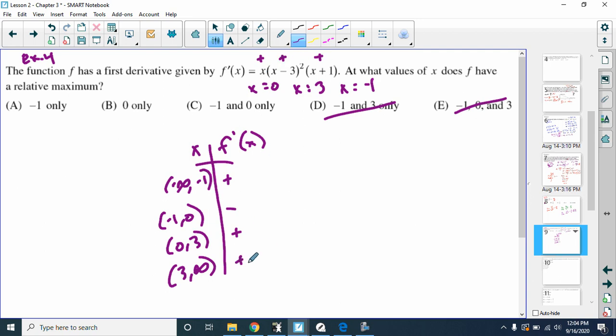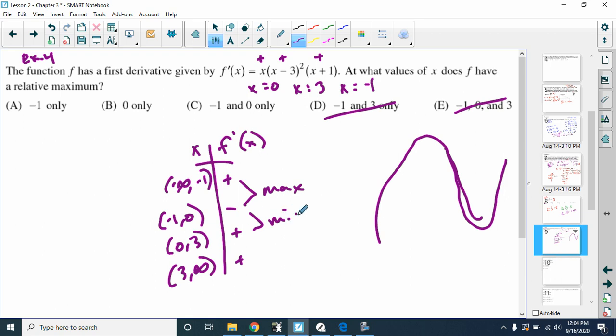So notice I did not get a sign change at 3. I know I have mins and maxes at 0 and -1 because they have odd exponents here. But I don't know based on that if it's mins or maxes. If the first derivative changes from positive to negative, that's a max. If it changes from negative to positive, this one's a min. We have a maximum only at -1.